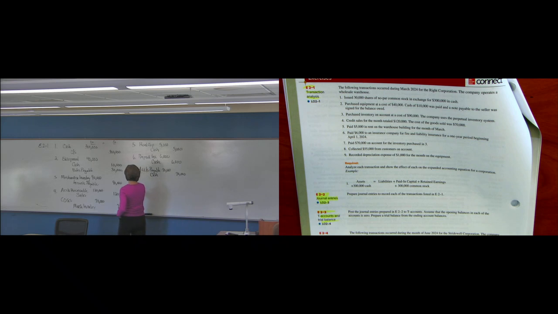Number 8, collected $55,000 from customers on account. What did I collect? Cash, so I'm going to debit cash 55,000. What does that get applied against? Accounts receivable. Customers paid their bills.